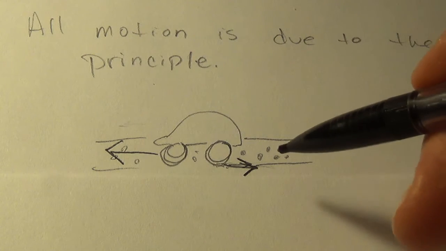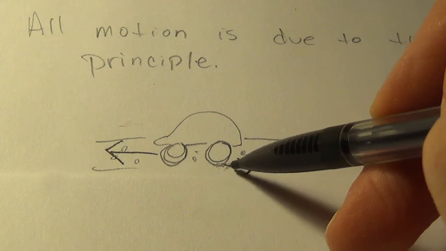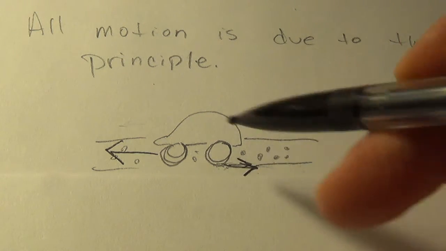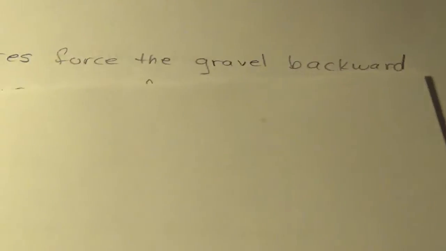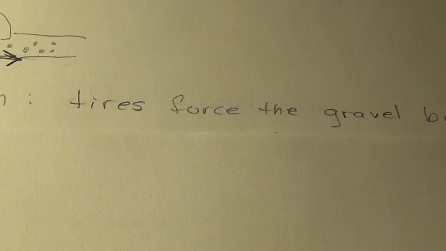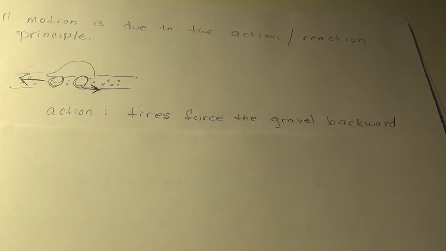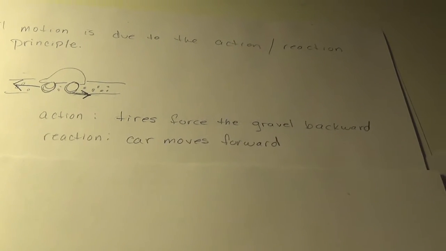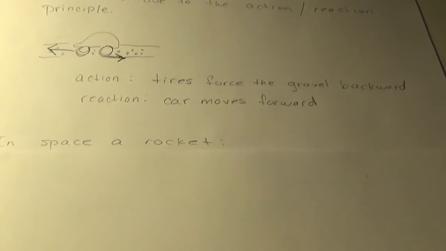So even if you're not on a gravel road, the frictional grab of the tires on the road will be backwards, and it will cause your car to move forward. So let's look at that. And so I wrote that out here. Let's see. Come back. The action, the tires force the gravel backwards, and the reaction, the car moves forward. Let's take that out in space.